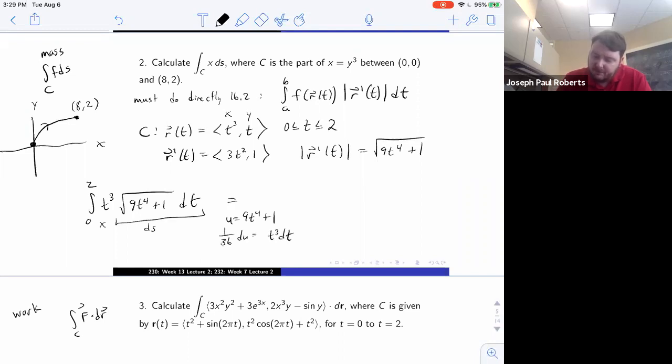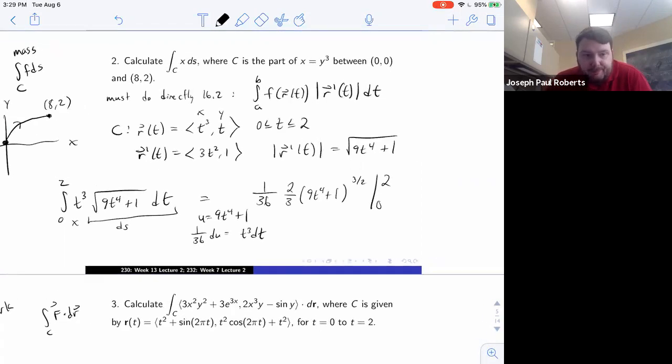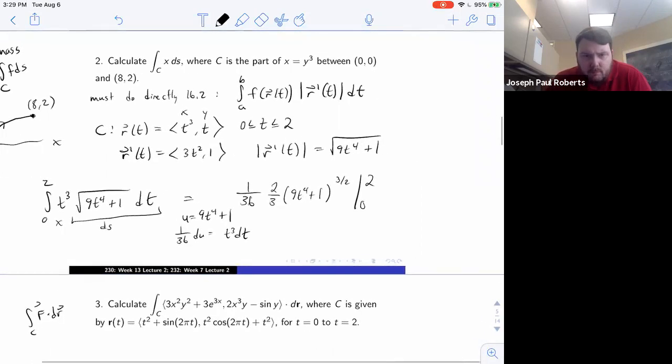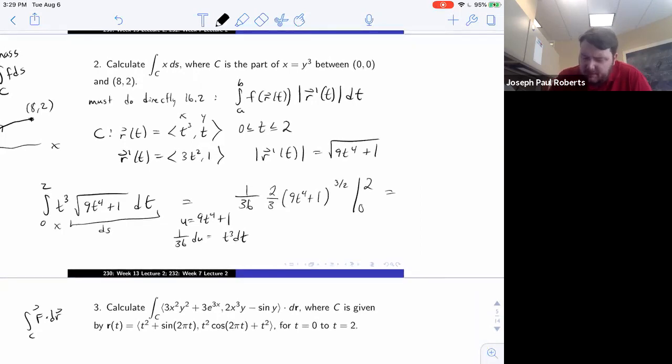So I'm left with 1/36. It's going to be square root of u du, so 2/3 u to the 3/2. I'll just plug back in for u. It's up to you how you want to do this, whatever. This should be familiar from old courses. So whatever we end up getting, what is this? 37 to the 3/2 minus 1. Be careful when you plug in. All over 54. That's 3 times 18.